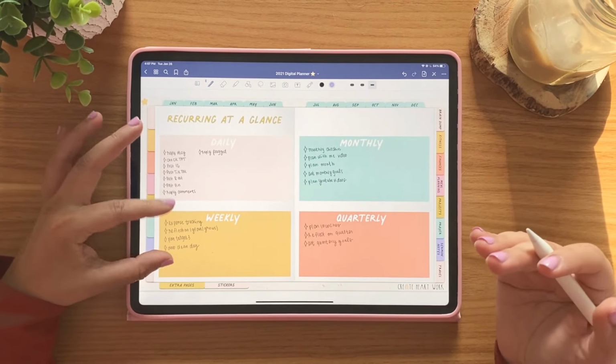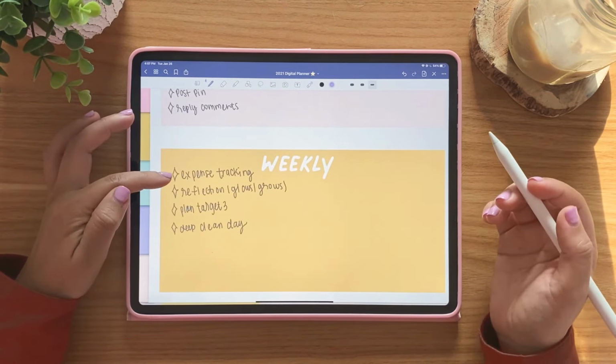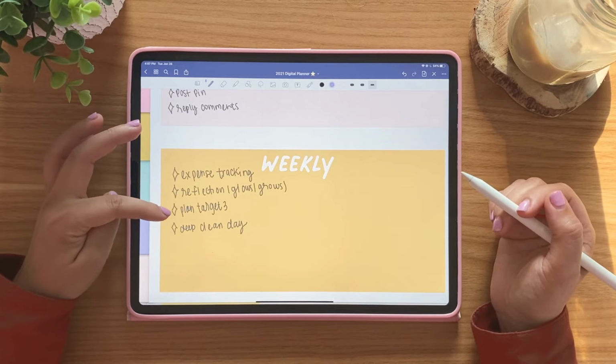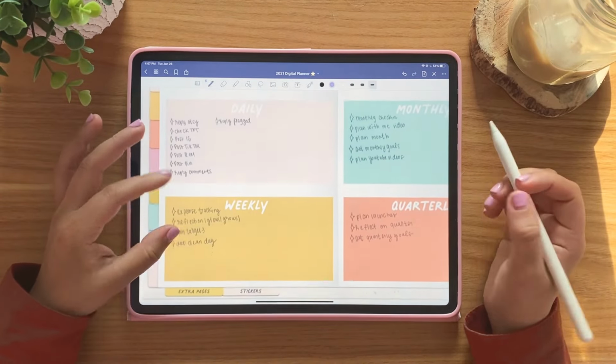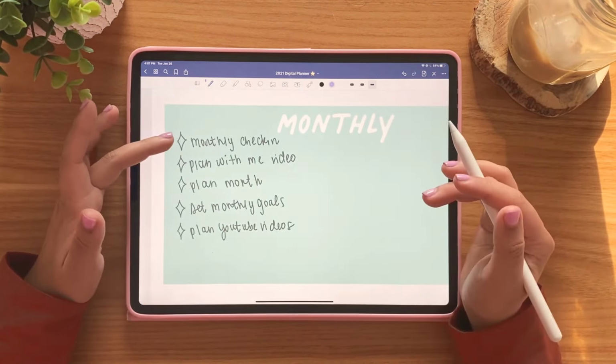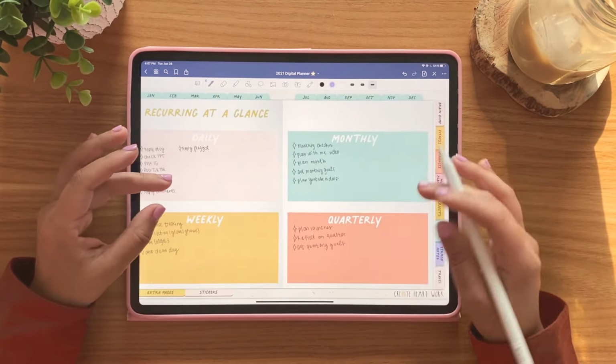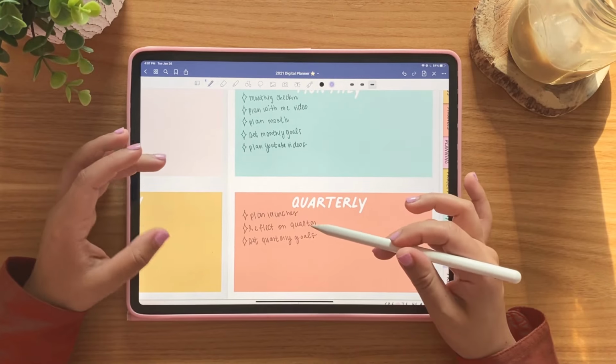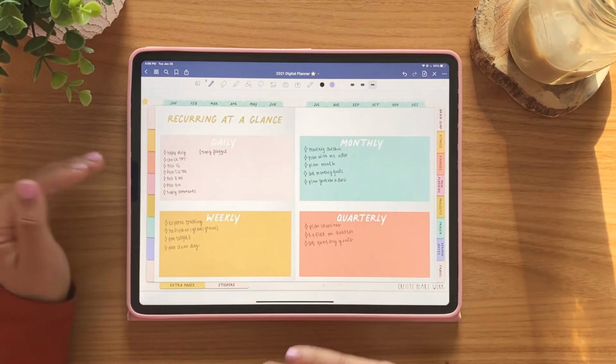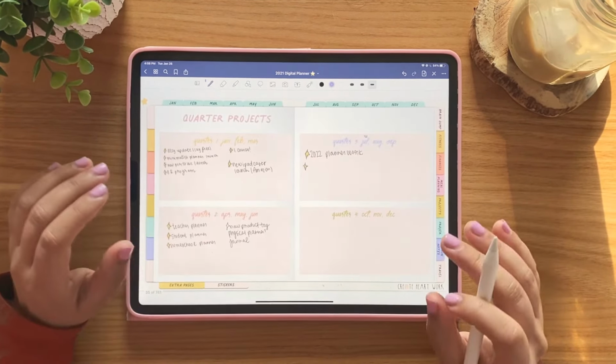Then weekly, something we do every week is expense track, reflect, plan our target 3, and do a deep clean day. Monthly, we have monthly check-ins, plan with me video, plan months, set monthly goals, plan YouTube videos. Quarterly, plan launches, reflect on quarter, set quarterly goals. So just having everything at a glance, like I said, does really help.